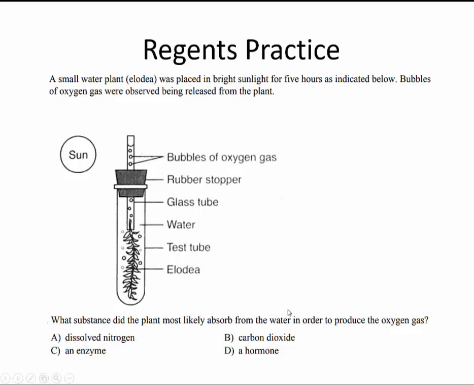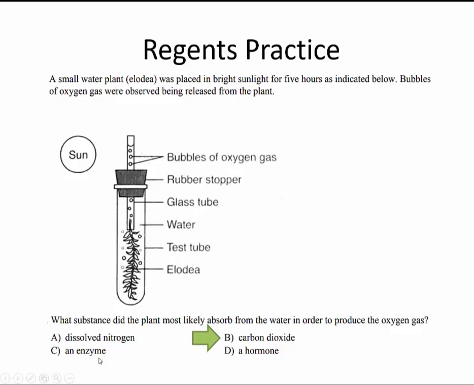Well, what are the reactants for photosynthesis? What are the arrows that go in? So we know there's energy, which is not one of the choices. Sunlight, again, not one of the choices. There's H2O, there's water, also not one of the choices. But plants for photosynthesis also use carbon dioxide. The answer is B.